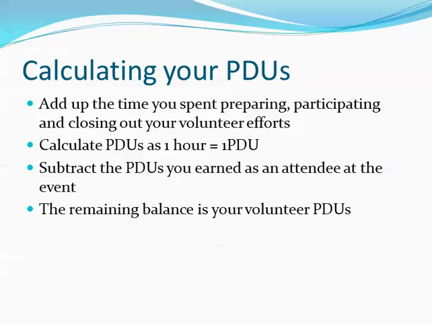The next step is you want to subtract the PDUs that you earned as an attendee at the event. So for example, at the chapter events, you can earn, let's say, 1.5 PDUs from a professional point of view as an attendee. And then whatever's left over is your volunteer PDUs.